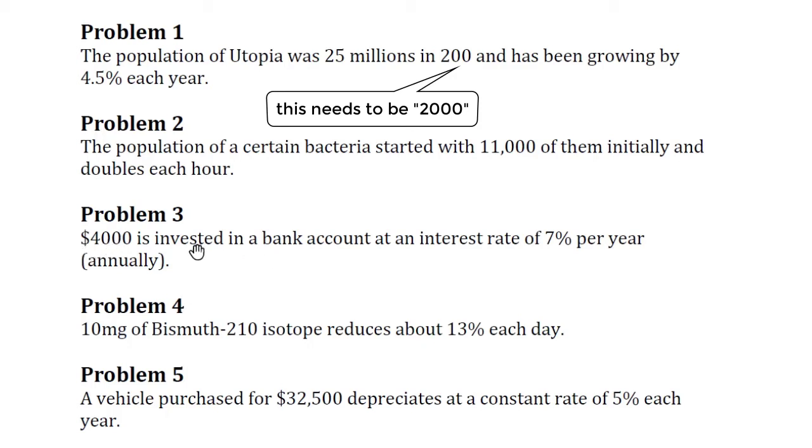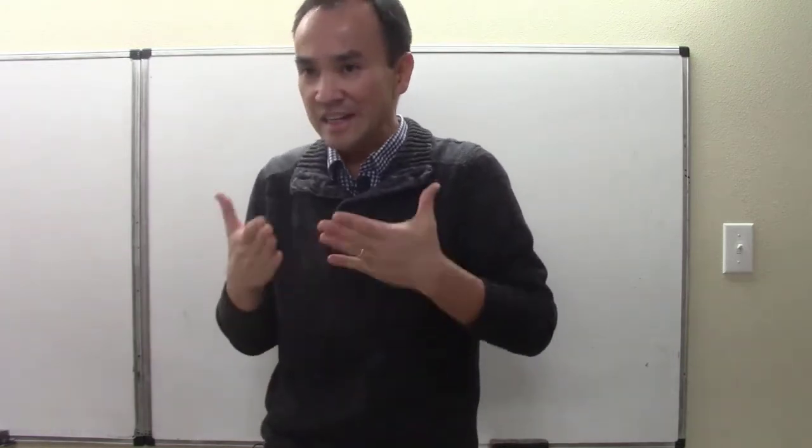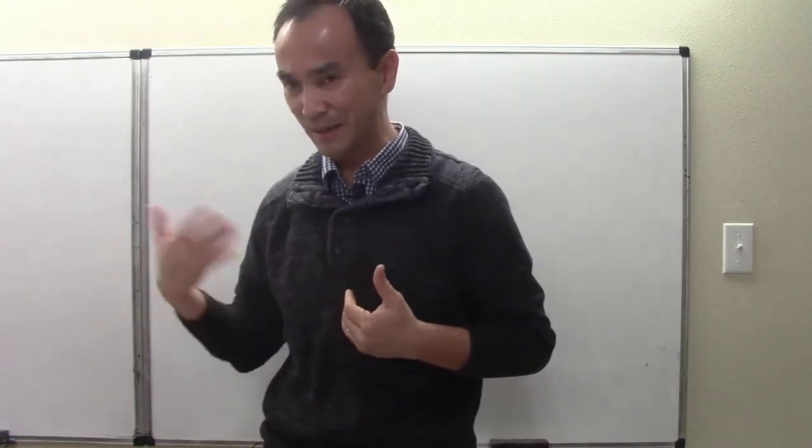Okay, problem number 3 is a very realistic problem that happens to a lot of us. $4,000 is invested in a bank account at an interest rate of 7% per year, or sometimes people say 7% annually. Why did I say this problem is for almost every one of us? Because at some point in our life, especially as a parent, you start thinking about making an investment to grow your financial budget, so that you can later on support your kids going to college.